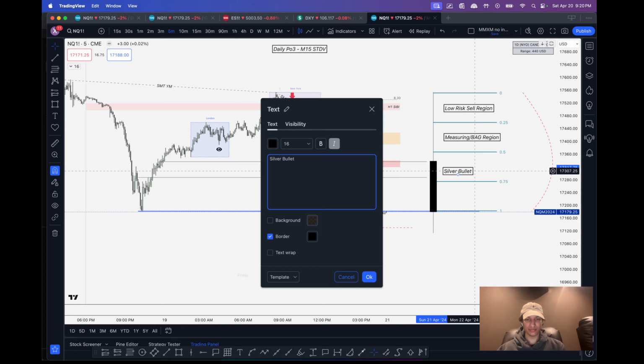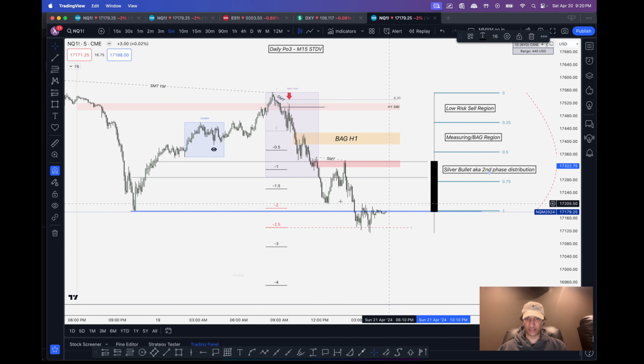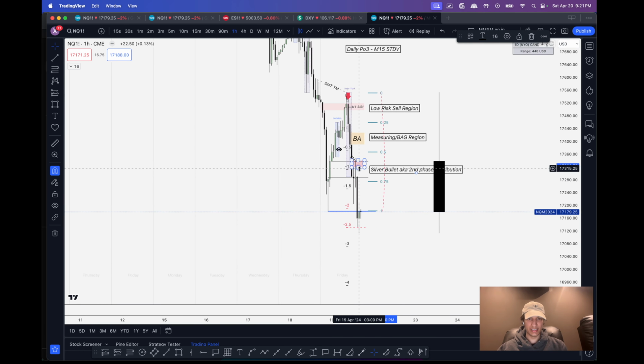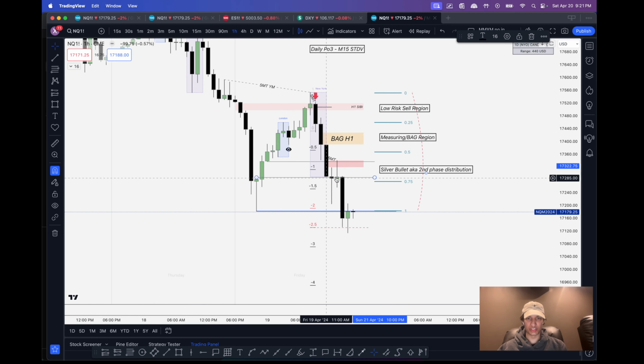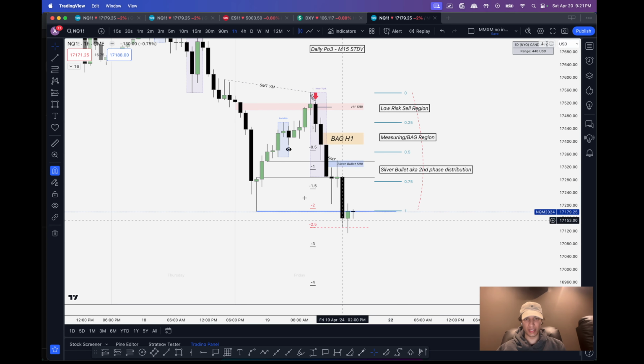silver bullet, otherwise known as second phase distribution. I know there's lots of terminology, so let's make sure that we understand what we're talking about. So as you can see, in this 1 hour fair value gap, which is also put inside of this inversion fair value gap, we print this H1 SIBI. And this H1 SIBI now becomes, I'm going to label it as our silver bullet inefficiency, or FVG, called our silver bullet SIBI.